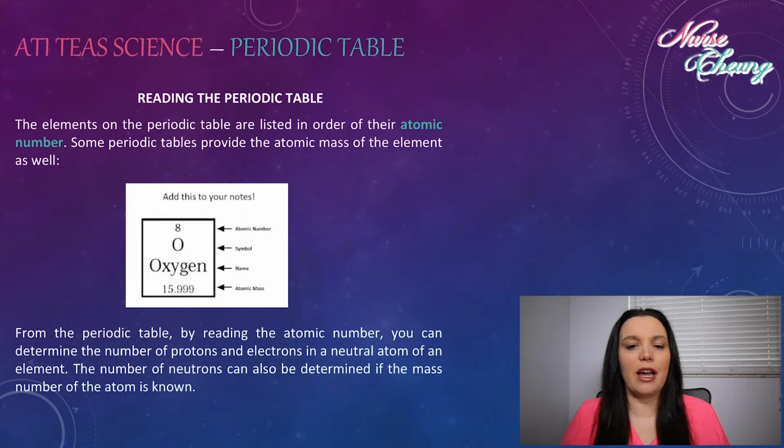The elements on the periodic table are listed in order of the atomic number. Some periodic tables provide the atomic mass of the element as well. From the periodic table, by reading the atomic number, you can determine the number of protons and electrons in a neutral atom of an element. The number of neutrons can also be determined if the mass number of the atom is also known as well.